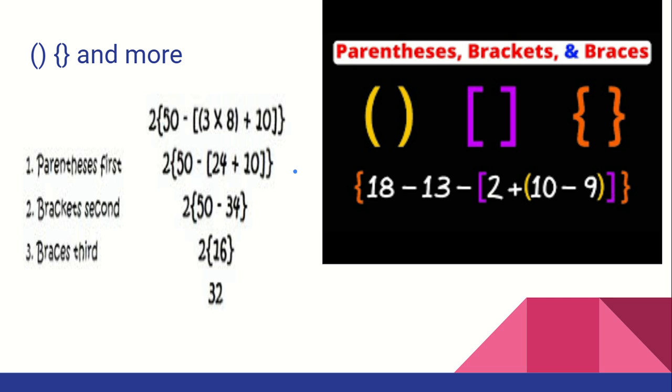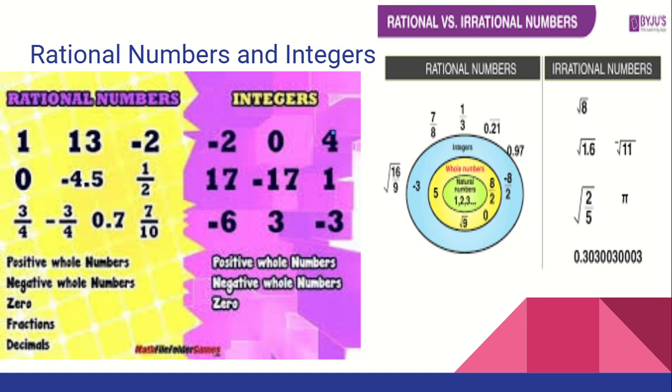So, congratulations on passing Order of Operations, also known as PEMDAS. Now, let's move on to rational numbers and integers. First, what are integers? Integers are positive whole numbers, negative whole numbers, and it could be a zero. It cannot be a fraction, it cannot be a decimal. Rational numbers can be positive whole numbers, negative whole numbers, zero, fractions, and decimals. But rational numbers cannot be unpredictable stuff like pi.